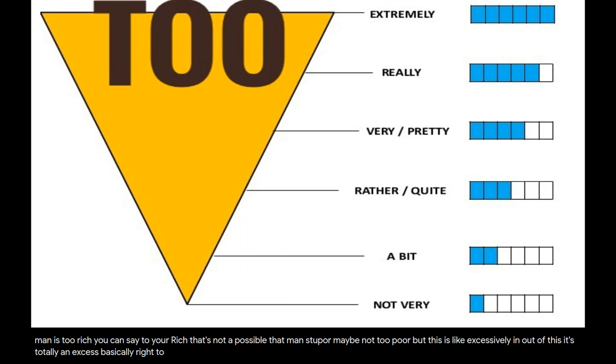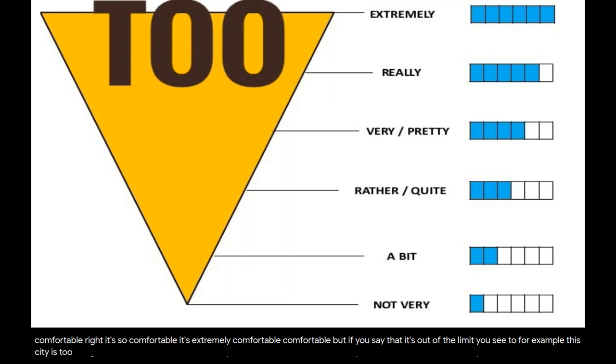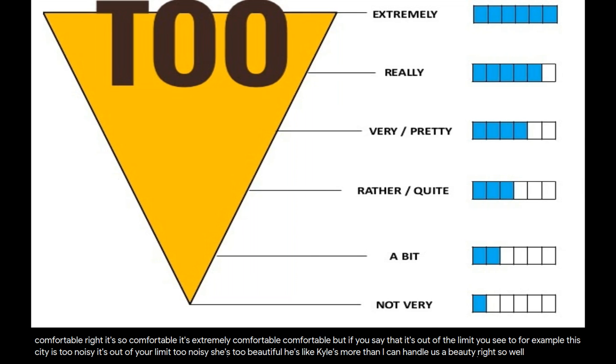Too. For example, from the list we had comfortable. Oh, this sofa's too comfortable. We can never say too comfortable, right? It's so comfortable, it's extremely comfortable. But if you say that it's out of the limit, you say too. For example, this city is too noisy. It's out of your limit. Too noisy. She's too beautiful. She's like, oh, it's more than I can handle as a beauty, right?